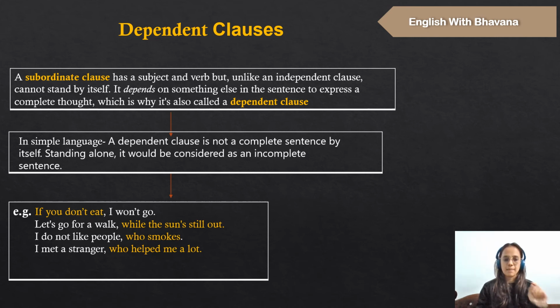Okay. Example: if you don't eat. If I just say, if you don't eat, you will ask me, so what, ma'am? So it doesn't make complete sense. When you read out the sentences of a dependent clause, you will understand it does not make complete sense. Something is missing. Okay. So it's not complete. Let's go for a walk. If I say this much, you understand it's an independent clause. But if I just say, while the sun's still out, what should we do? So incomplete clause. Okay, that is a dependent clause.